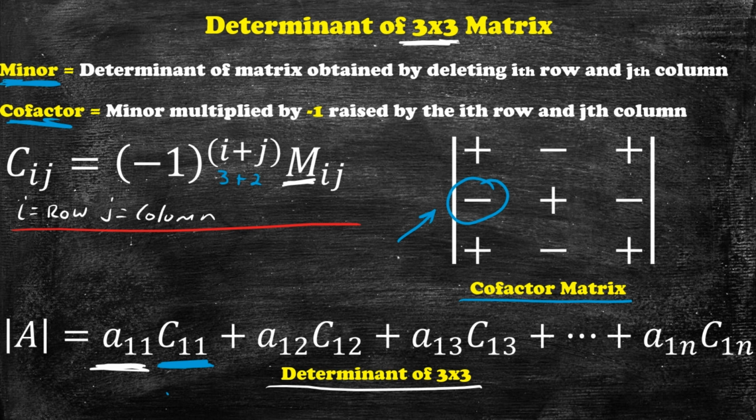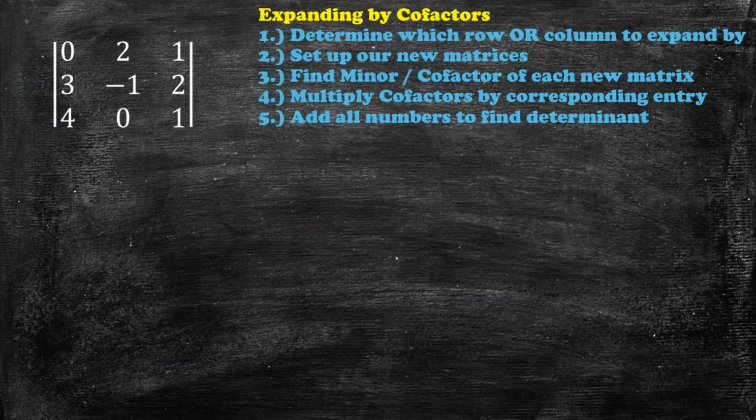So let's begin working through some examples. We have this 3 by 3 matrix here, and we want to expand by cofactors to find the determinant. The first step is to determine which row or column to expand by. You look at all the rows and columns and figure out which one has the most zeros or the lowest numbers, and that's the one you want to expand by. So when I'm looking at this matrix, I'm going to expand by row 1.